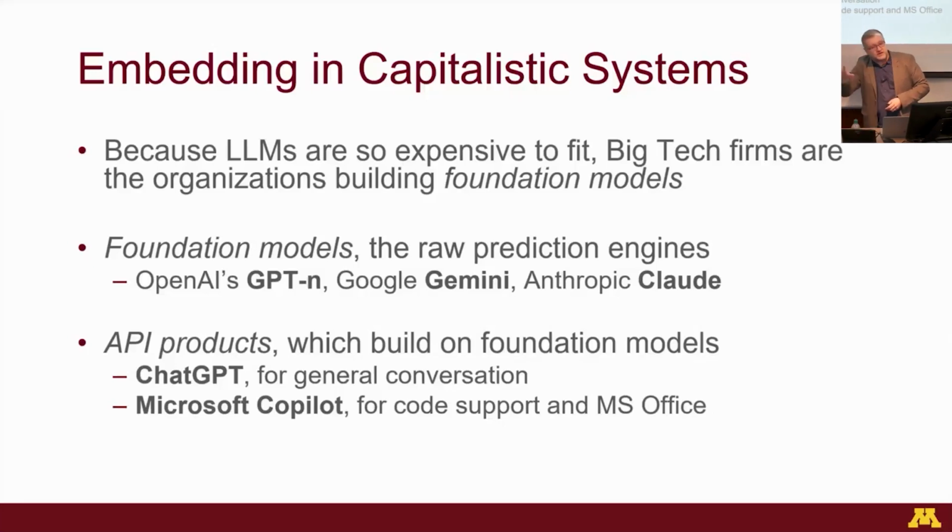GPT-N is literally the prediction model, the thing making the predictions you are seeing. ChatGPT is an example of an API product. And what that means is it takes that prediction model and wraps some software around it. It also adds extra rules. So GPT-N doesn't work quite the same way as ChatGPT does.